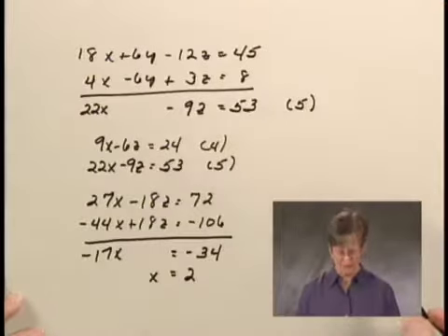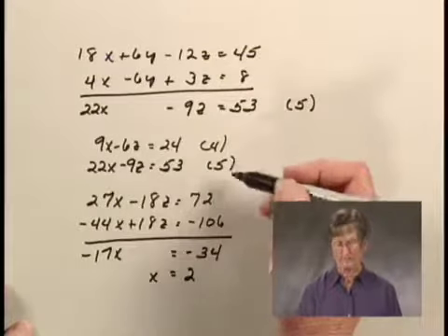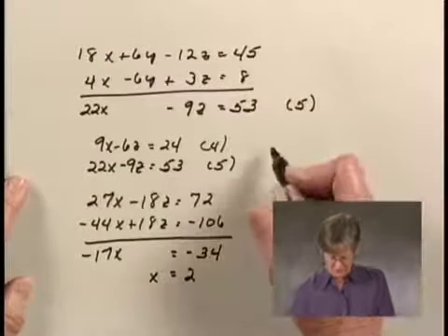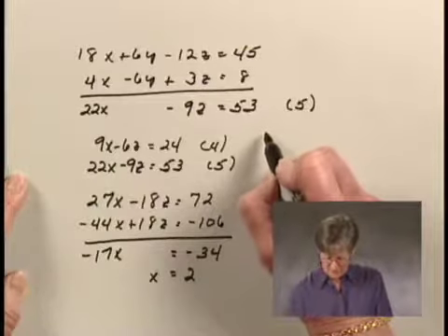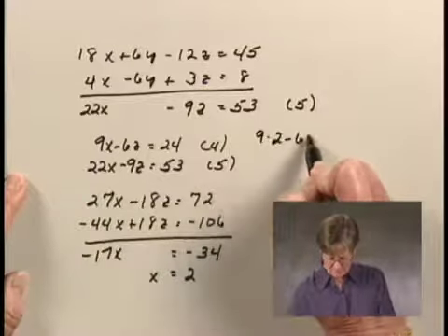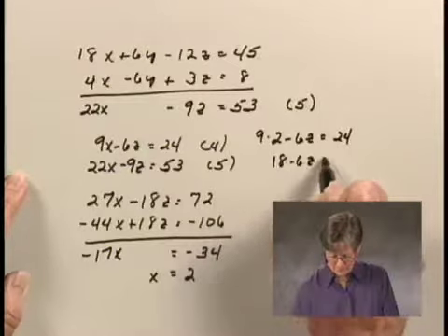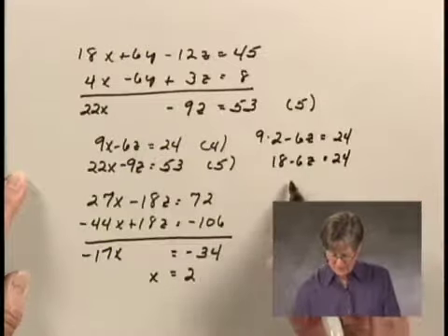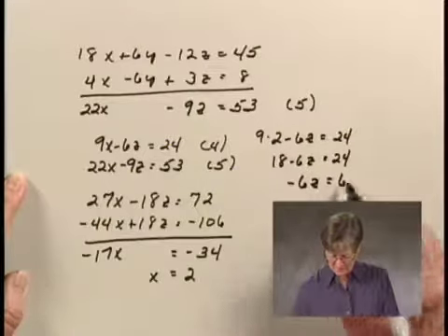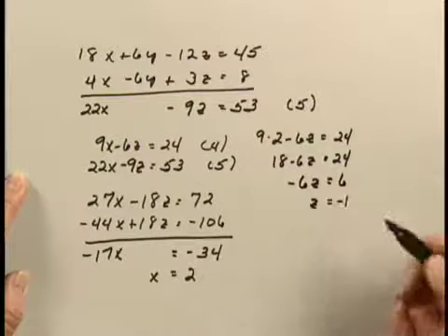Now I also want to solve for y and for z. I'm going to take this value of 2 for x back to either equation 4 or equation 5 to solve for z. And let's just use equation 4. It's just an arbitrary choice at this point. Substituting 2 for x in equation 4, I have 9 times 2 minus 6z is equal to 24, or 18 minus 6z equals 24. I'm subtracting 18 on both sides, and we have negative 6 times z is equal to 6, and dividing both sides by negative 6, we have z is equal to -1.